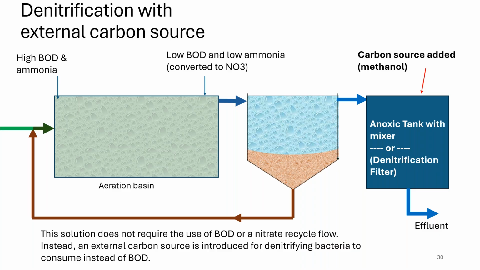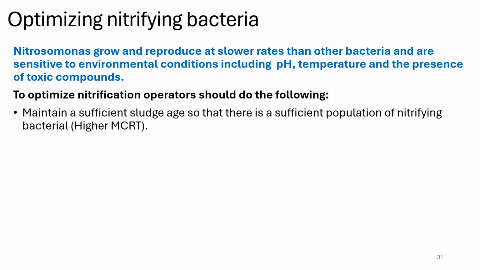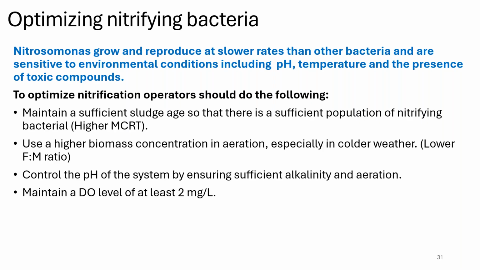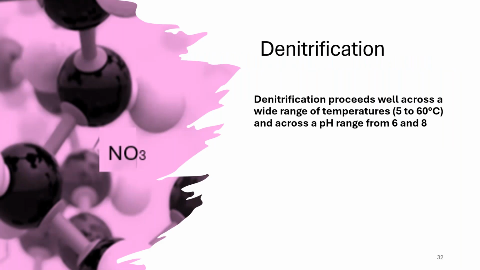In this particular solution, you don't need to recycle the flow back to the beginning of the aeration basin or even use BOD. So they use an external carbon source, and there's lots of different sources that have been experimented with and used. Methanol is the most common one. And so optimizing these bacteria, you want to maintain a high MCRT, a lower F/M ratio, control the pH of the system, maintain a high DO, and prevent toxins from entering the system. That's just a little reiteration of some of those concepts.